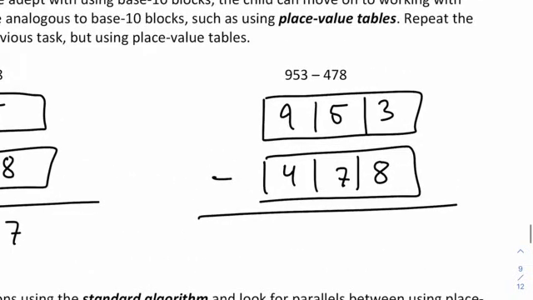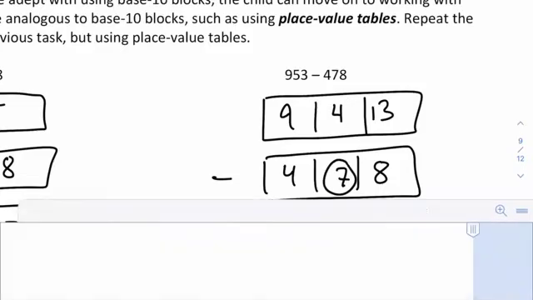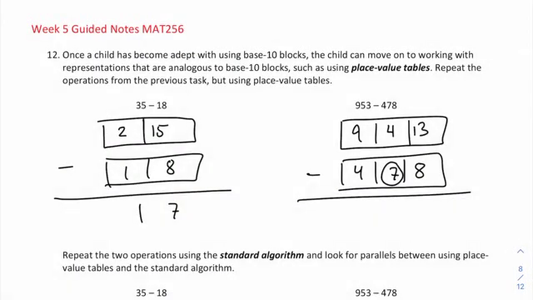All right, so we can't remove 8 from 3, so I'm going to have to reduce that 5 to a 4. So we have 1 less 10 and put that extra 10 right here, so we have 13. So now this number is less than that number, so we can do the subtraction and get a whole number. But I can't do 7 from the 4, so I'm going to have to do something similar.